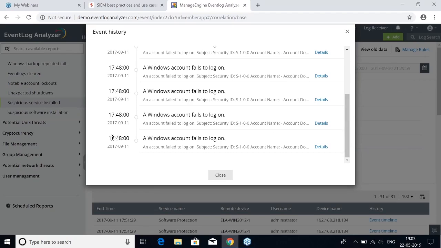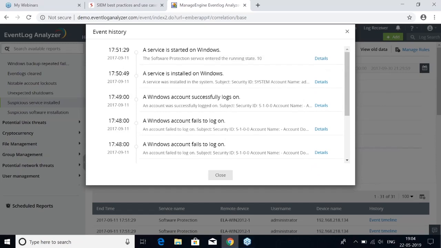So I want to just show you this. At 17:48, at 5:48 p.m., you can see that there was a Windows fail logon, right? And this continues to happen a few times until 17:49, where a Windows account successfully logs on, right? So in that 1 minute, there were a lot of failed logons and then a successful logon, which is sort of like a brute force kind of activity, right? So keep that in mind. And then at 17:50, that is another 1.5 minutes later, a service was installed on the Windows server. And then at 17:51, about 30-40 seconds later, this service was started, right?